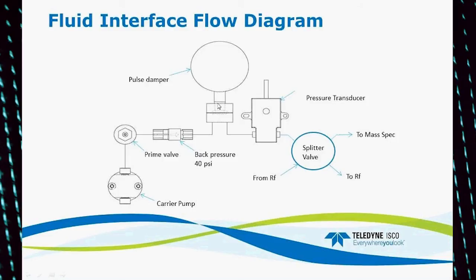We then go through a pulse damper so that we smooth out the pulsations of the carrier pump, through a pressure transducer, and then through the splitter valve and into the mass spec. And the function of the splitter valve is it takes a small aliquot out of the flow stream and switches it to where it's in the flow stream of the carrier pump to the mass spec to carry the sample into the mass spec for analysis. So this splitter valve during operation is constantly switching back and forth. It splits out about 1/1000th of the flow in the RF to be used in mass spectrometry detection.